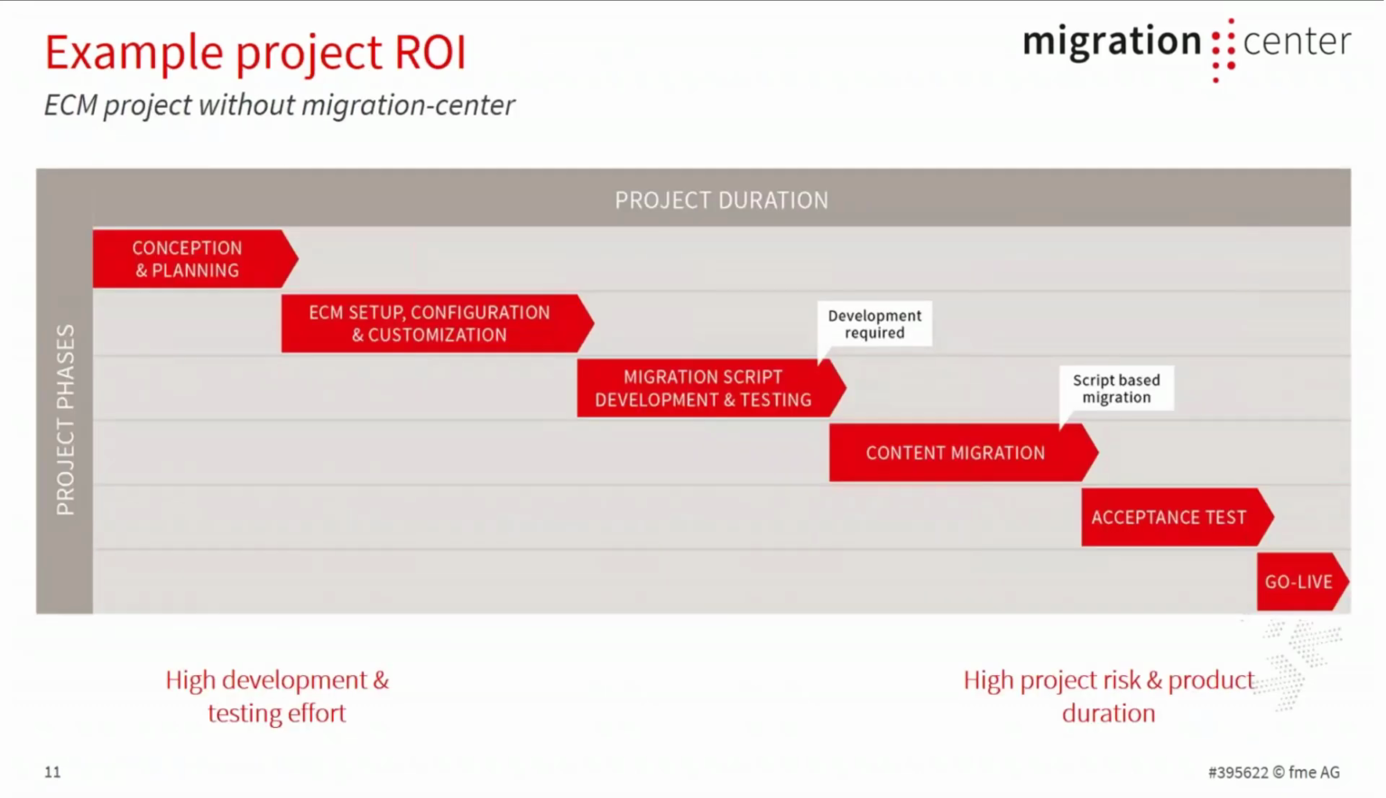So how we do that, I just told you already. Here's an example where you have a project without the Migration Center. So you typically have the phases: conception and planning, ECM setup, configuration, customization. Then you may have migration script development and testing, and here's really development required, and also validation and testing until you really have the desired results, right?